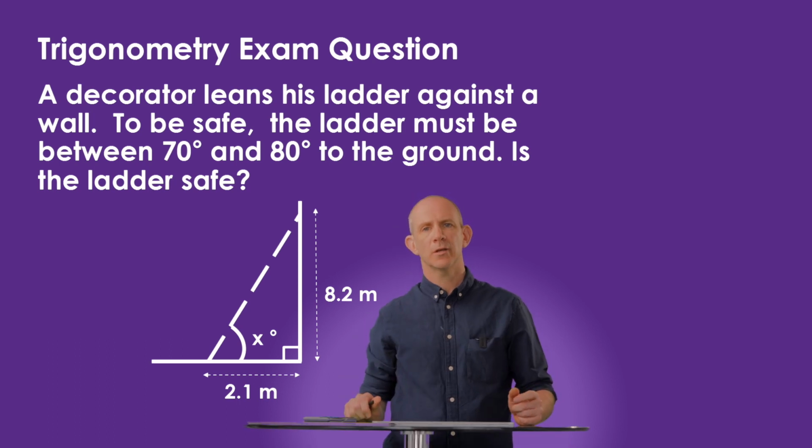In this question, a decorator leans his ladder up against a wall. To be safe, the ladder must be between 70 and 80 degrees to the ground. And we're asked to calculate whether this ladder is safe.